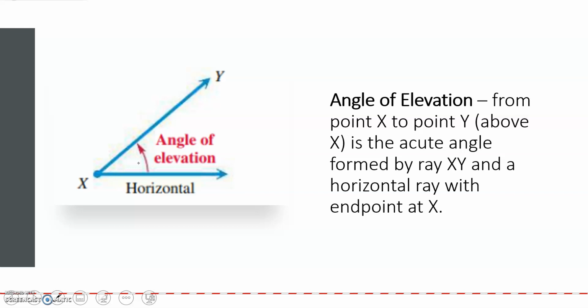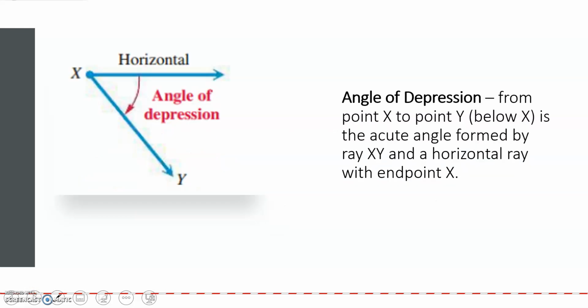And on the other opposite end of that is the angle of depression, which is from a point X here to a point Y here. Now notice that Y is below X. It's the acute angle that's formed again from a horizontal ray with endpoint X to the ray XY. So now this is the angle that's going down. It's an angle of depression. So elevation means to go up. Depression means to go down.